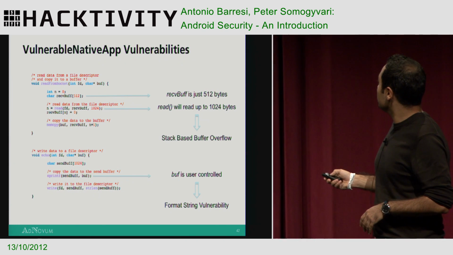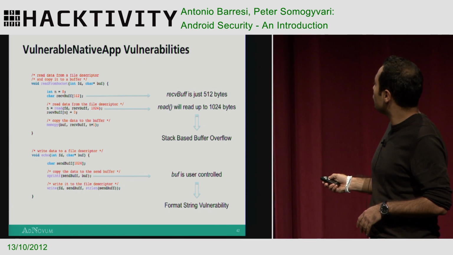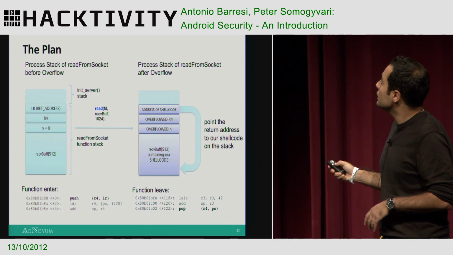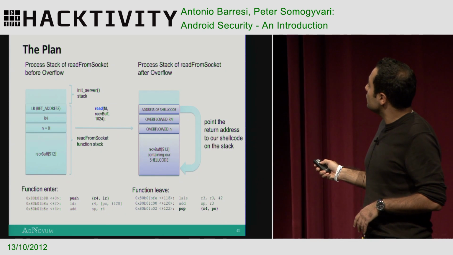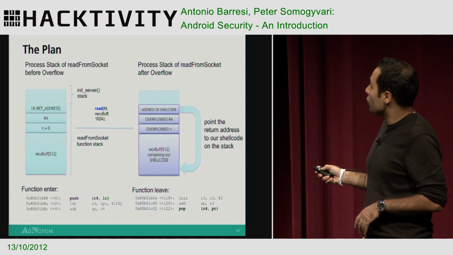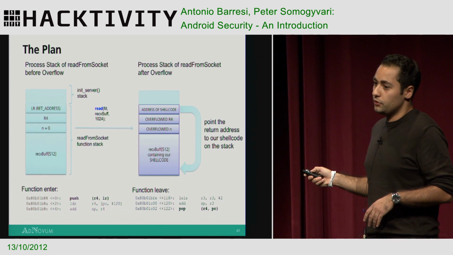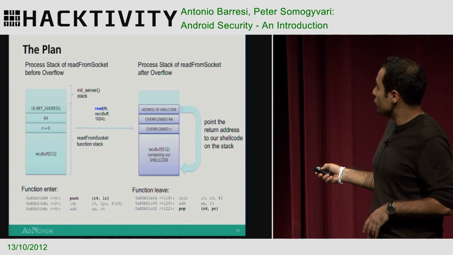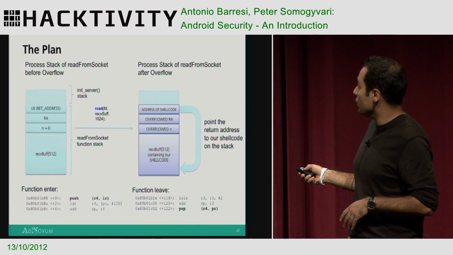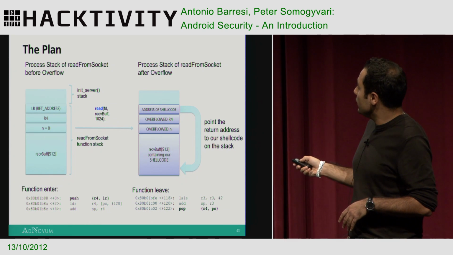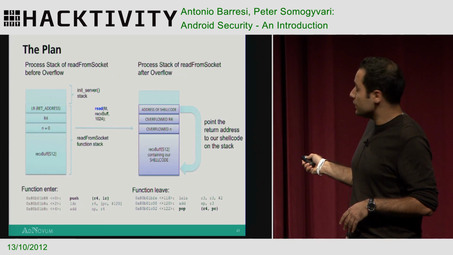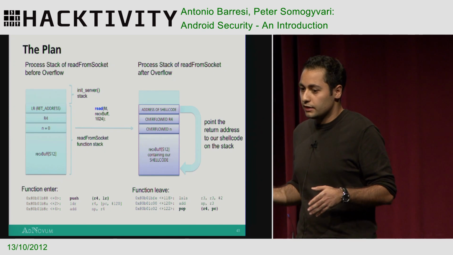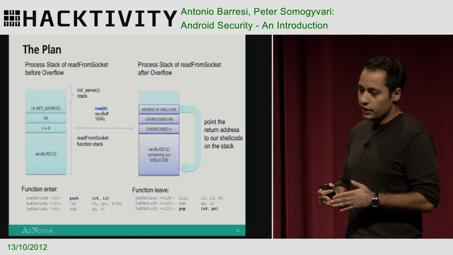So let's look again at the vulnerabilities. We have the stack-based buffer overflow and the format string vulnerability. So that's our plan. We will overflow the buffer, and we will overflow the value on the stack where LR is pushed to. If you look at the function enter of read from socket, where you have the stack-based buffer overflow, you will notice that the first thing the function does is push LR to the stack and then R4. And at function leave, it will pop R4, and it will put the value of LR that we had on the stack into the program counter. So execution can continue there.